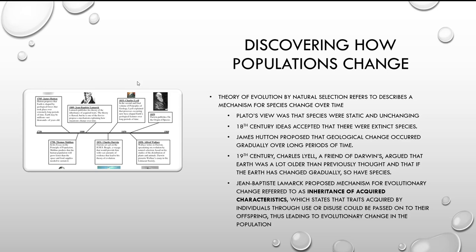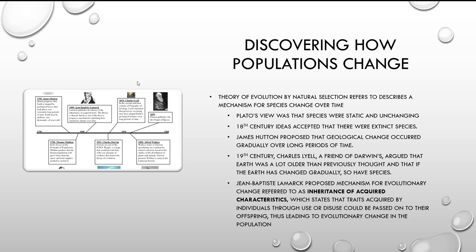In the 18th century, there were ideas, including friends of Darwin's father, or grandfather, excuse me, that accepted that there were extinct species, species that no longer existed, that we have fossils of. They accepted the idea that those species existed in the past and were no longer there. So that kind of gave the idea that perhaps species were changing over time.